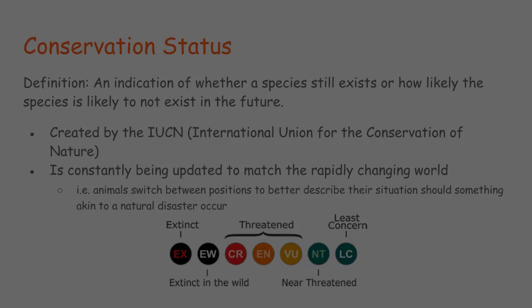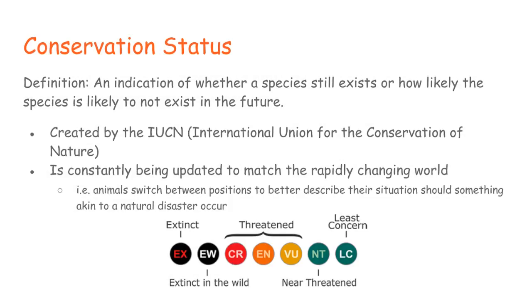Well, thanks to the International Union for the Conservation of Nature, or the IUCN, we are able to develop a system of statuses known as the conservation status. Each of these statuses gives an indication of whether a species still exists or how likely the species is to not exist in the future. So you can think of it as a spectrum of 0 to 100. Typically, 80 to 100 is a good range, and that indicates least concerned or near threatened, and that's when you know the population is in good hands.